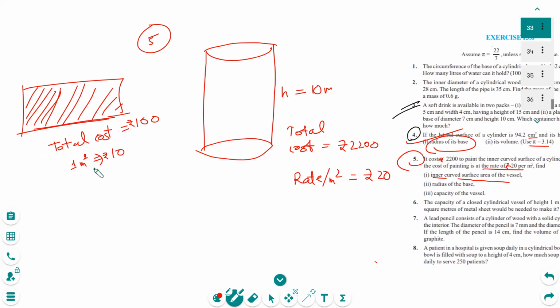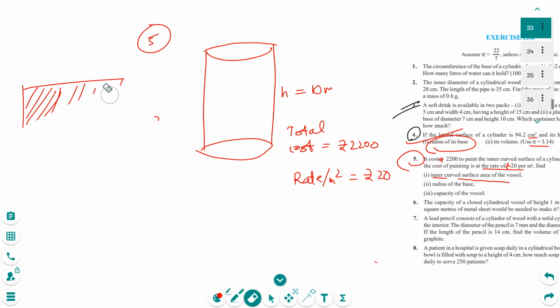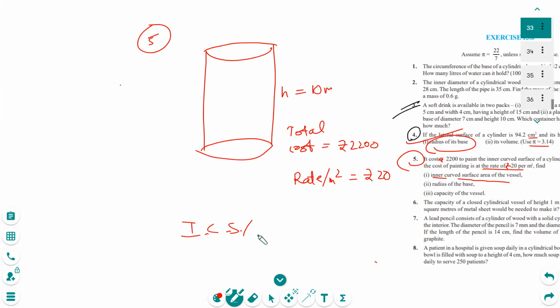Now, how many meter square is he painting actually? Can you tell me? 10 meter square. That actually makes sense. So what we did, we divided the whole cost by the smaller cost, that is the rate, and we got the quantity that is being asked. In a similar manner, we can find the inner curved surface area here. So the inner curved surface area will be the whole cost divided by the rate, 110 meter square. So this is 110 meter square. That was our first part, is everything clear to everyone?